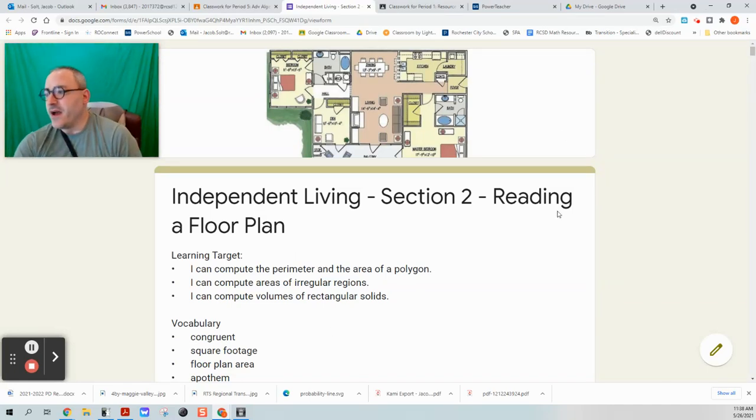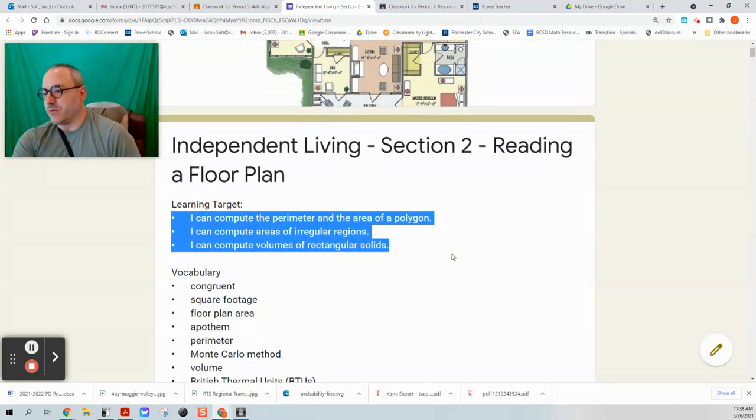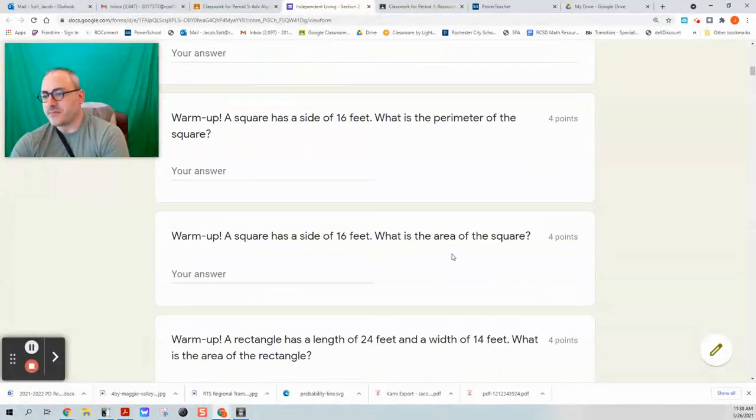Example 3 of Independent Living Section 2, reading a floor plan, right? So we have our learning targets, and today we're computing the perimeter and area of a polygon, all right? So that's what we're doing today, example 3. Let me show you that.